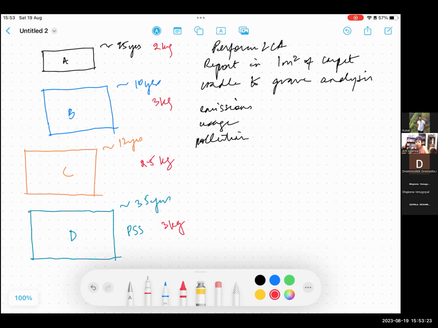How will you compare per square meter of carpet? For carpet A, it is 2 kg. For carpet B, it is 3 kg. For C, it is 3.5 kg. For D, it is 3 kg per square meter of carpet. Are they all comparable? Is it the same? Are they all almost equally good?